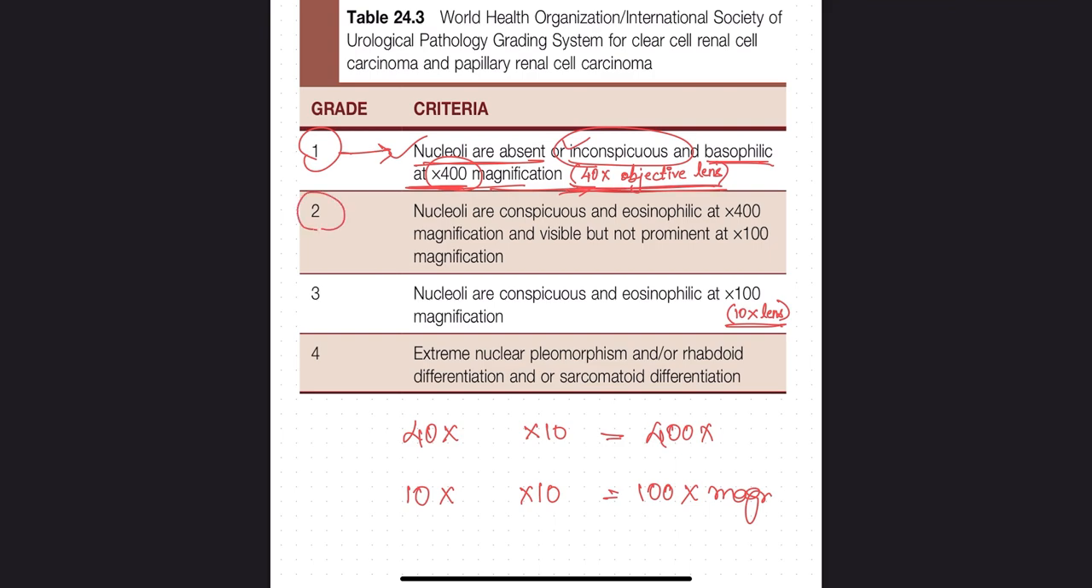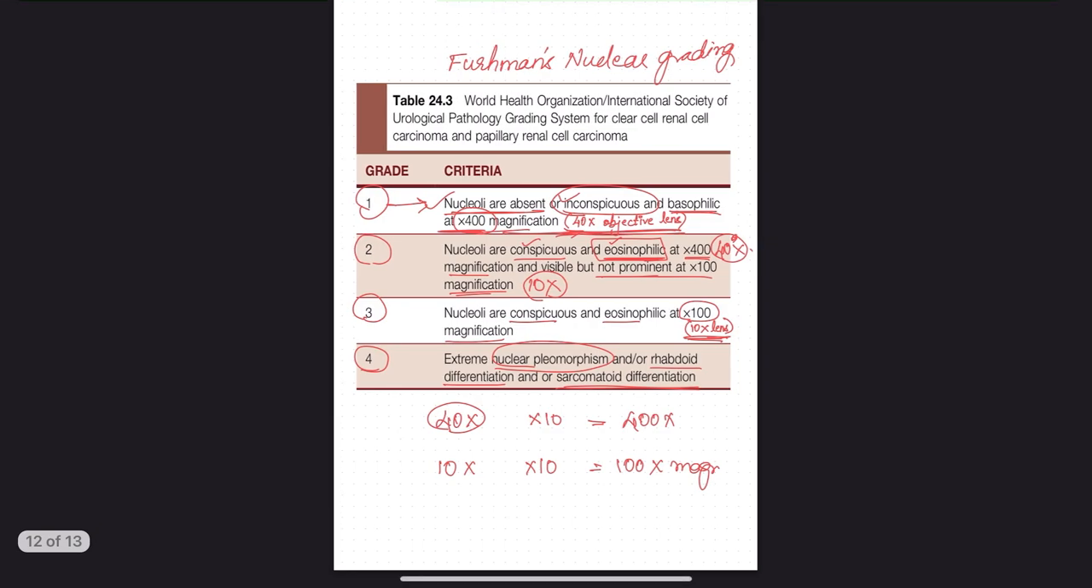Coming to grade 2, the nucleoli are conspicuous, meaning clearly visible, and eosinophilic. Eosinophilic nucleoli point towards malignancy at 400x magnification. With the 40x lens you find them conspicuous, but they are not prominent at 10x. Only at higher magnification are they visible; at lower magnification they are not, so this is somewhat the safer side. In grade 3, nucleoli are conspicuous, clearly visible and eosinophilic at 100x magnification, that is, with the 10x lens, even at lower magnification. So this is a little higher grade. Grade 4 shows extreme nuclear pleomorphism, and there can be rhabdoid or sarcomatoid differentiation. These are the four grades of Fuhrman's nuclear grading system, common to both the clear cell and papillary variants.